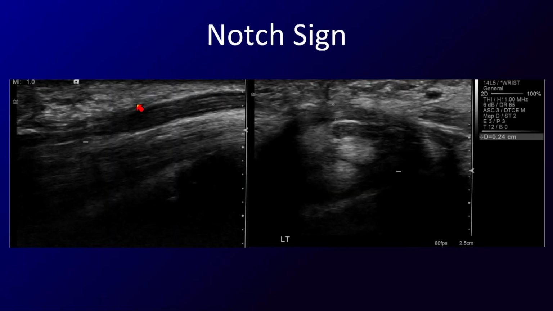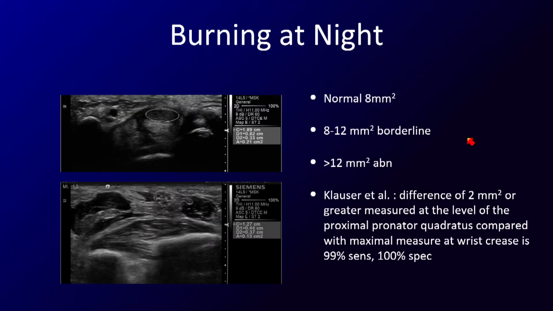Sometimes you may read about something called a notch sign, which is just that caliber change in the nerve at the site of compression. So here we have the enlarged median nerve and then the flattened appearing median nerve. This is that enlarged median nerve within the tunnel. There are published criteria, measurement criteria, for median nerve enlargement and entrapment.